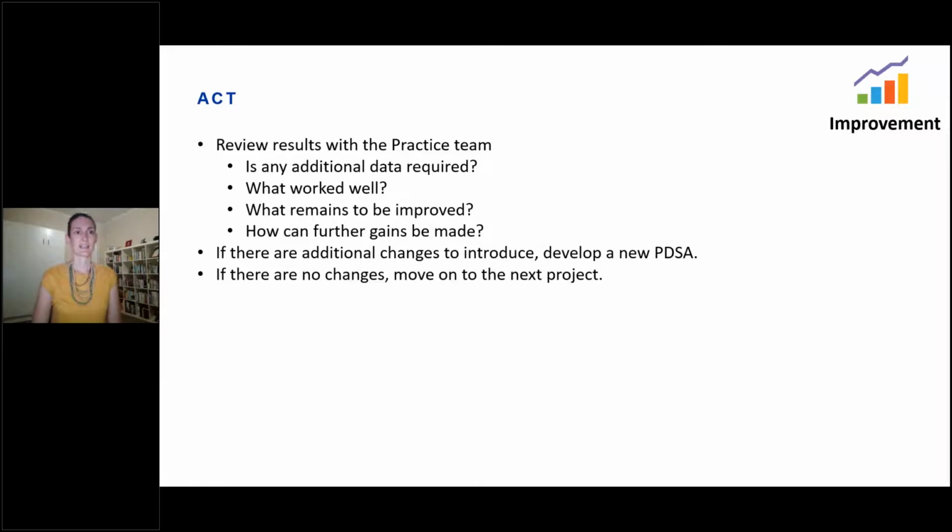Finally, ACT. So the fourth step is, now that you've got your results and you're reviewing those with the practice team, is there any additional data that you might need? What has worked well? What else could be improved? And how could further gains be made? So are there additional things you can introduce? And if so, you develop a new cycle.